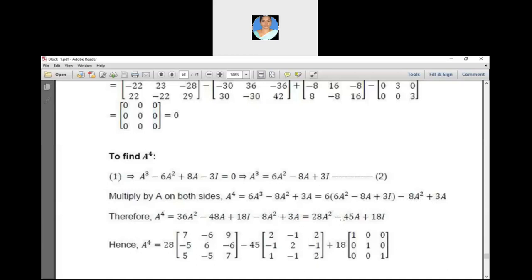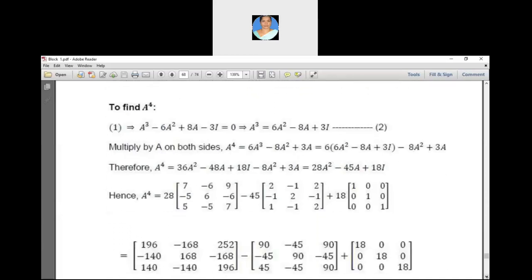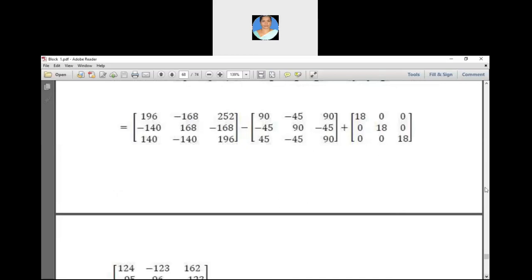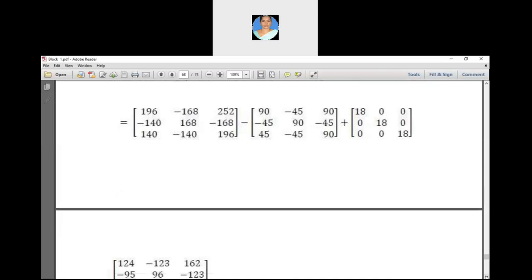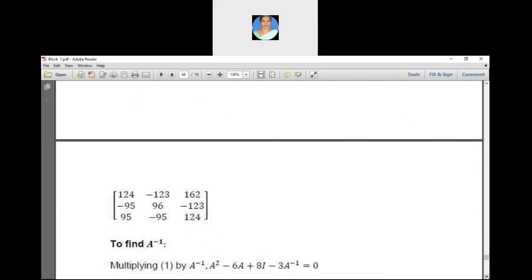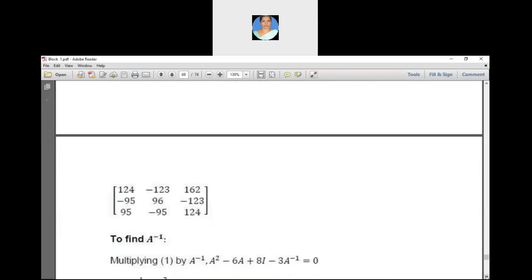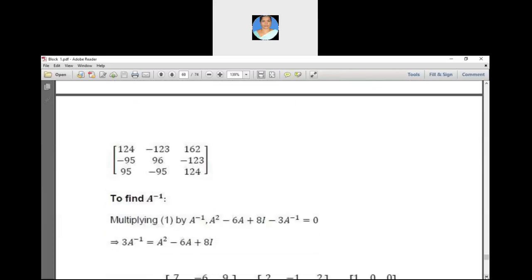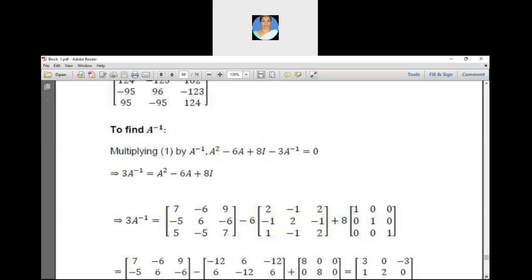Now we substitute the A square matrix, the A matrix and the identity matrix. Then we simplify, and we get the final matrix [124, -123, 162; -95, 96, -123; 95, -95, 124]. The next one is to find A inverse.